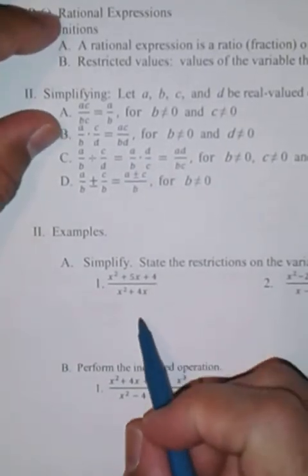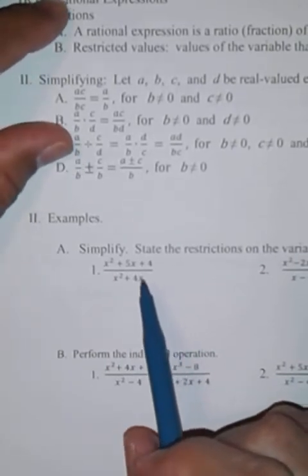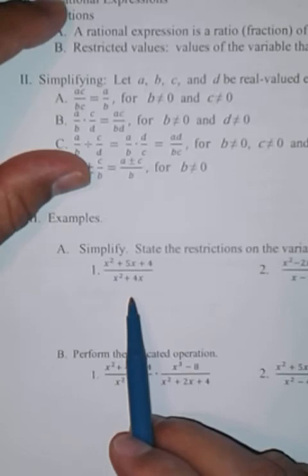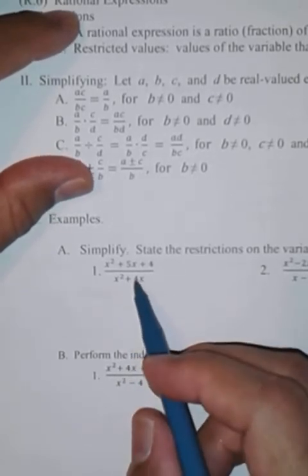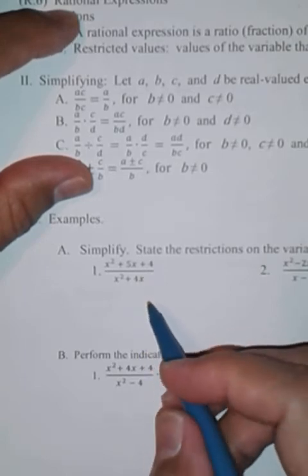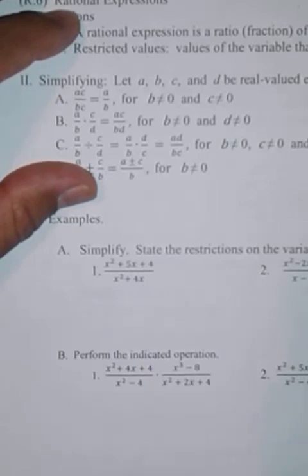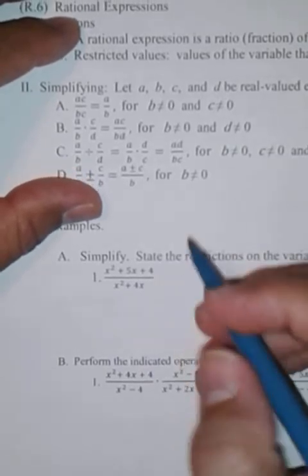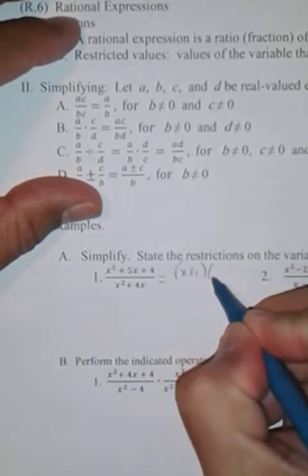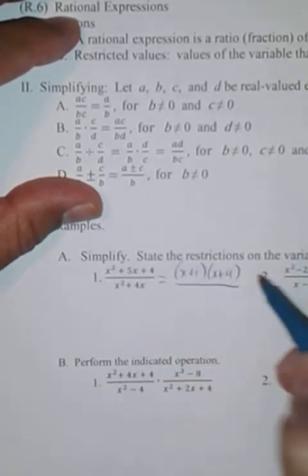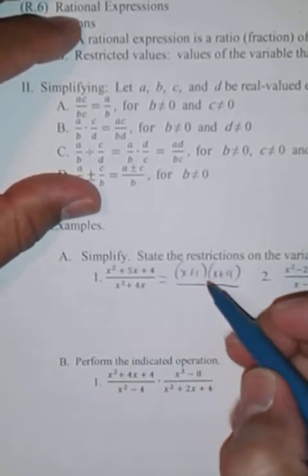Let's start with example A, which says simplify, state the restrictions on the variable. We will do number 1, which is x squared plus 5x plus 4 over x squared plus 4x. So to simplify, we want to factor top and bottom and cancel factors that are the same. So I'm going to factor the top. The top is x plus 1 times x plus 4 over, and the bottom x squared plus 4x is x times x plus 4.